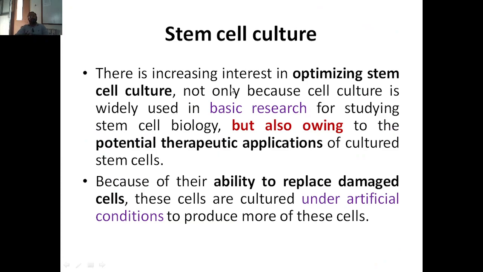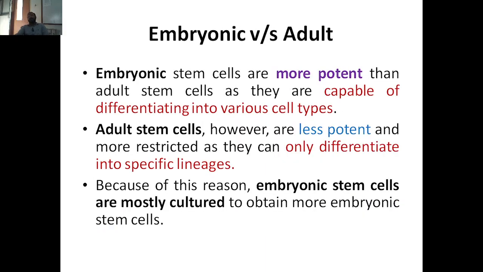So stem cell culture. How exactly can we culture the stem cells? There is increasing interest in optimizing stem cell culture, not only because such culture is widely used in basic research for studying stem cell biology, but also owing to the potential therapeutic applications of cultured stem cells. Because of their ability to replace damaged cells, these cells are cultured under artificial conditions to produce more of these particular cells, so that whenever there are damaged cells, we can replace them. And we have got basically embryonic organism and adult organism.